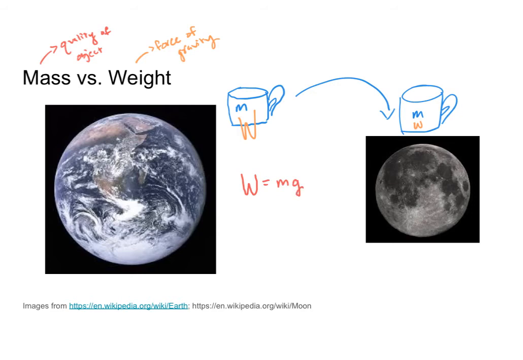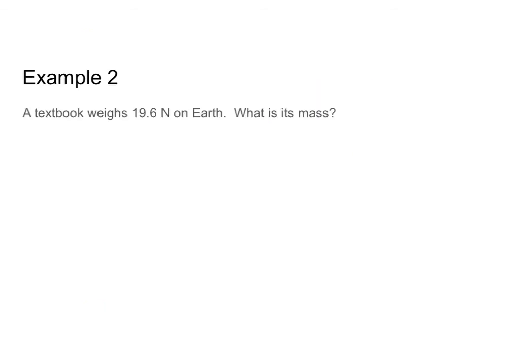So again, weight is equal to mass times little g, which is, of course, 9.8 meters per second squared. And that is going to be another key equation that y'all are using this unit. So let's look at an example with that equation. A textbook weighs 19.6 newtons on Earth. What is its mass?